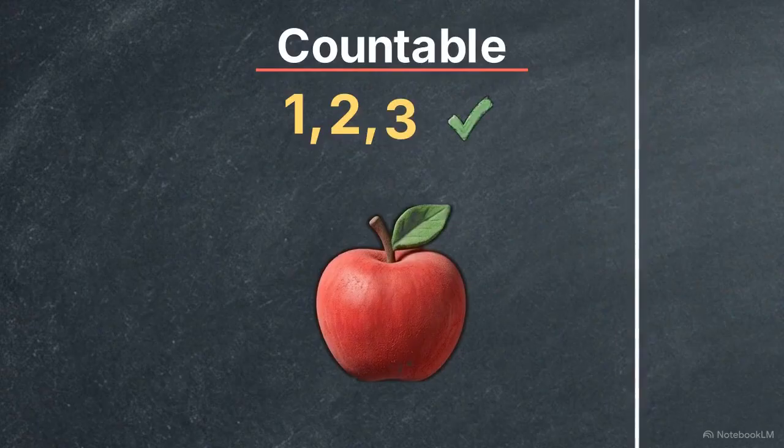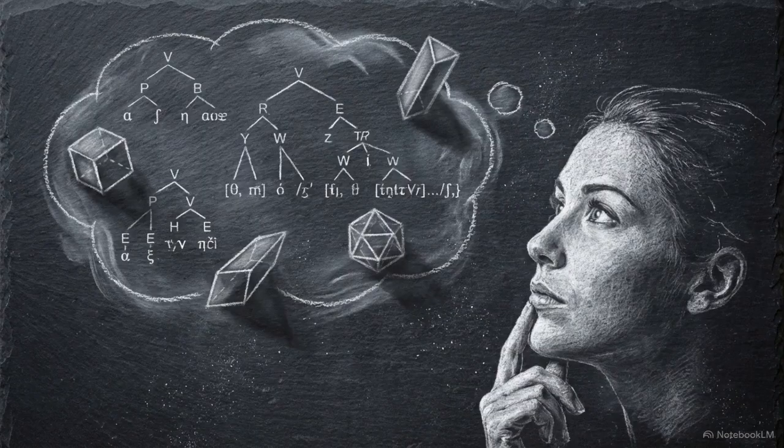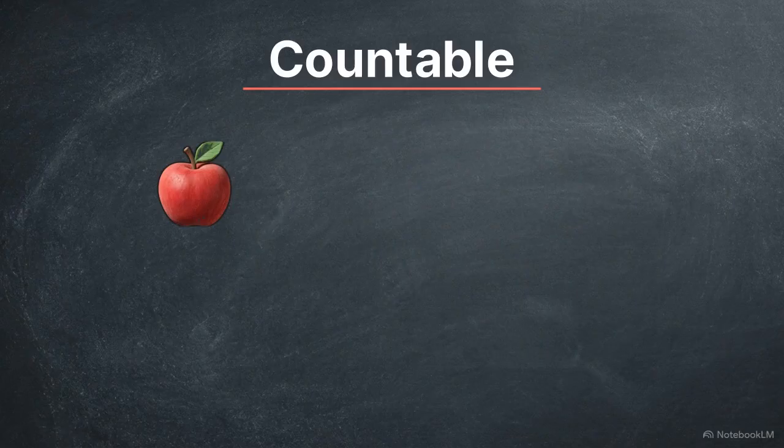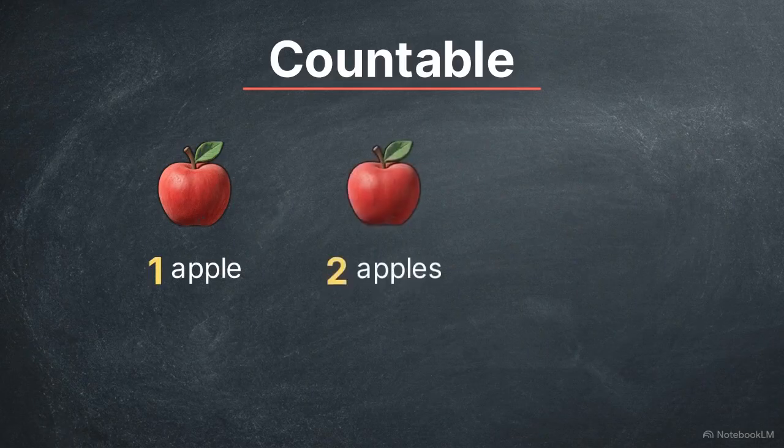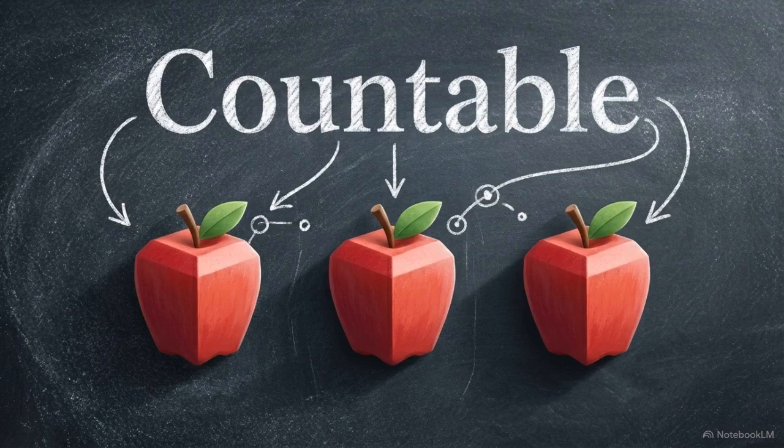To figure out which side of the line a word belongs on, we use the 1, 2, 3 test. The mechanics are incredibly simple. Just place the numbers 1, 2, and 3 in front of the noun and read it out loud in your head. Let's try it with our apple. We say 1 apple, 2 apples, 3 apples. Your ear instantly recognizes that this sounds completely normal. Because that sequence is logical and easy to say, this word is officially categorized as countable.